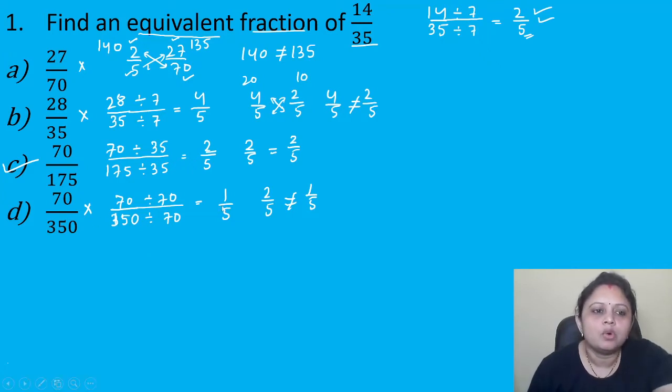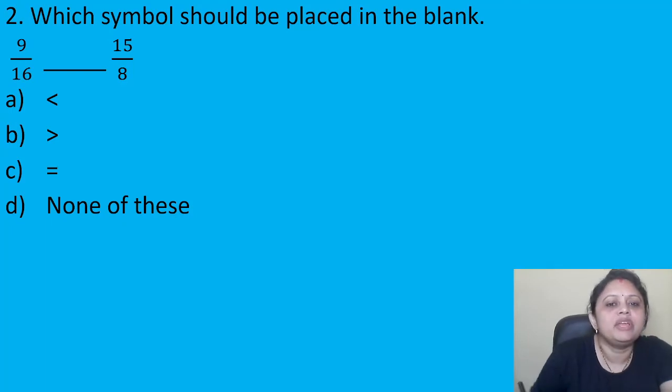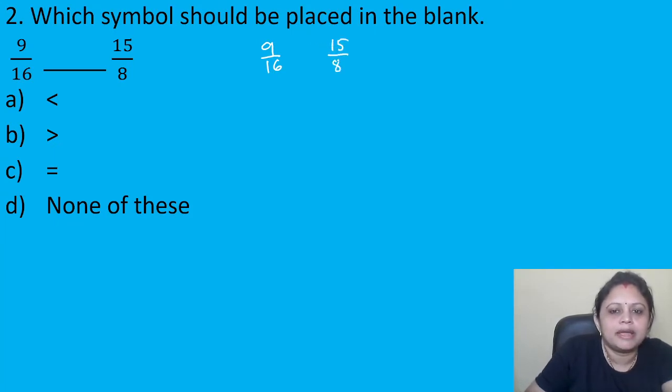Got it? Okay, coming to the next question. Which symbol should be placed in the blank? 9 by 16 dash 15 by 8. Option A, smaller than, B, greater than, C, equal to, D, none of these. So we have to compare 9 by 16 with 15 by 8. So we have to cross multiply it.